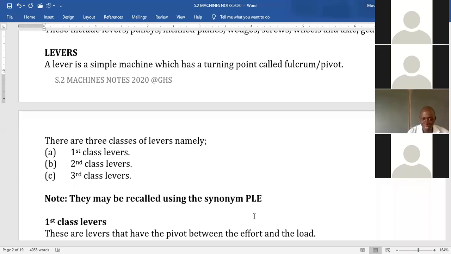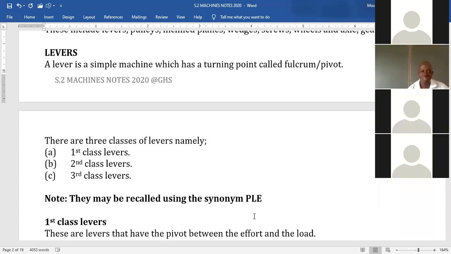Levers. A lever is a simple machine which has a turning point called fulcrum or pivot. There are three classes of levers, namely first class levers, second class levers, and third class levers. They may be recalled using the synonym PLE.